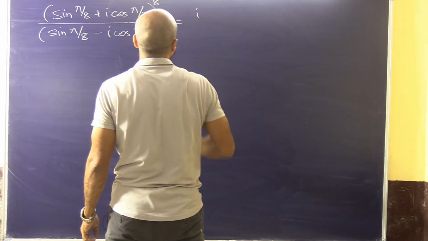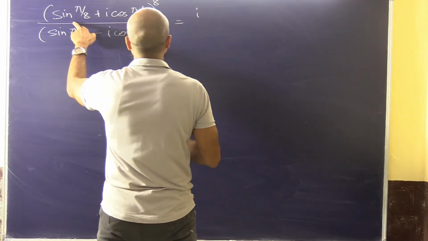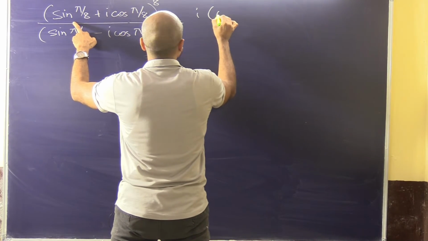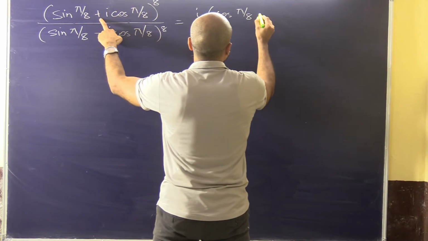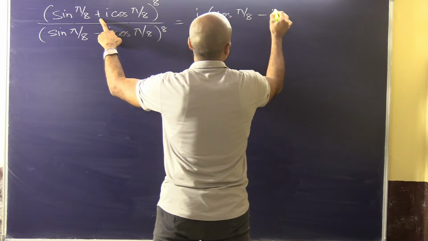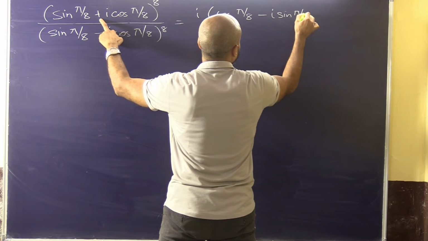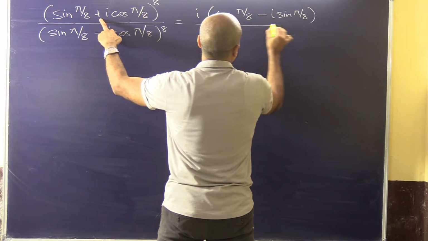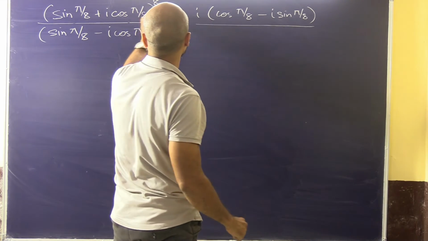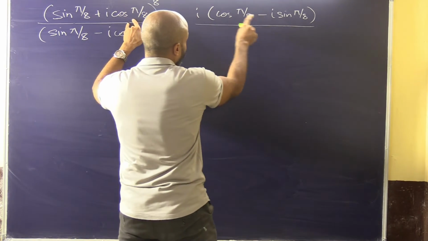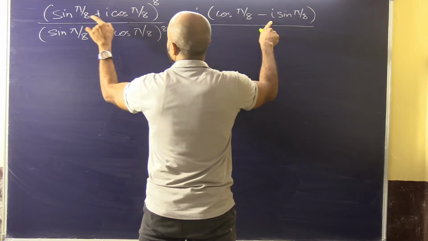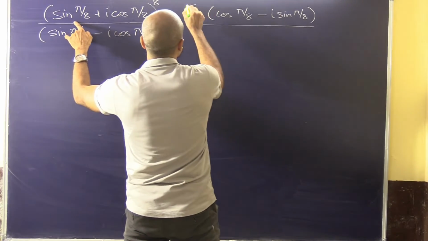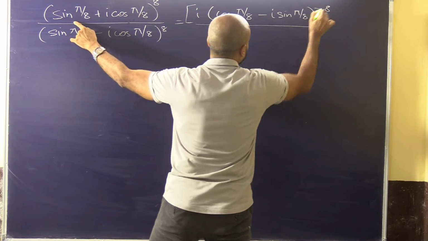Let's say if I take i as common, so this will be i (cos pi by 8 minus i sin pi by 8). How? Because i cos pi by 8 will give you i cos pi by 8, and i into this will give you minus i square, minus i square will be plus, so that will be sin pi by 8, this entire thing to the power of 8.